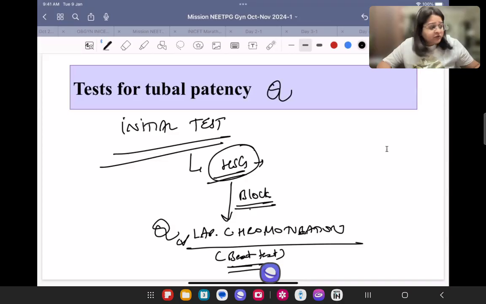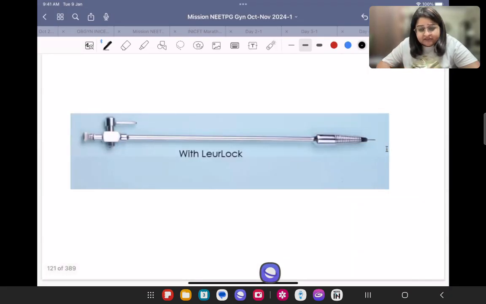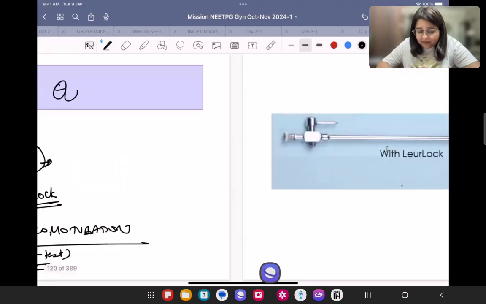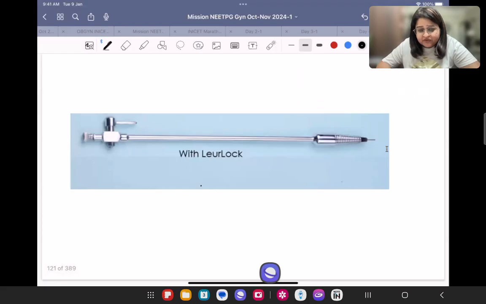Why do we do this? Why don't we directly presume there's a problem here? Because what happens, HSG is usually done under local anesthesia. ठीक है, तो जब आप HSG में करते क्या हो? HSG is done using this instrument. What is this instrument? In fact, both HSG and laparoscopic chromotubation are done by this instrument.